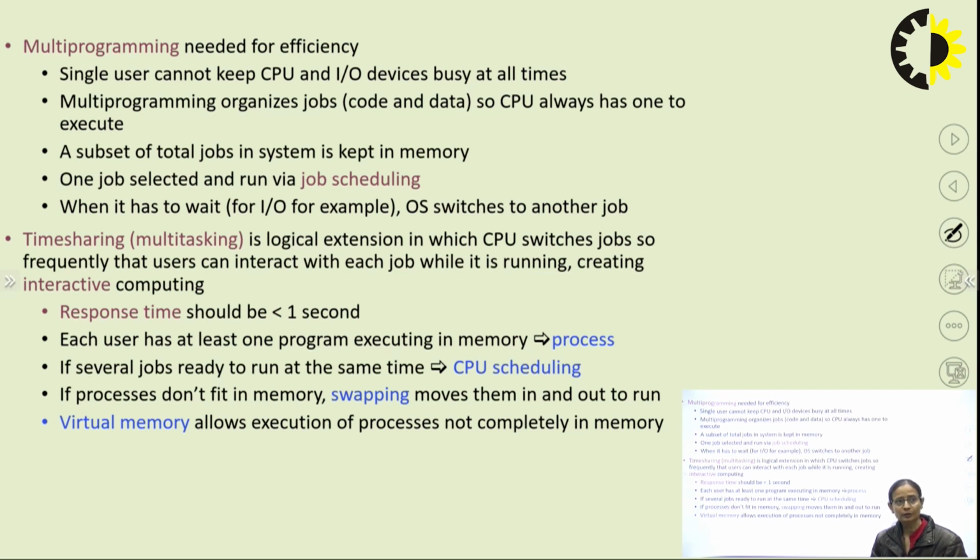A subset of the total jobs in the system is kept in the memory, as we have seen in the figure itself. One job is selected and run via job scheduling, that is, which job needs to be selected from that particular subset. So we have a separate set of algorithms for this in the OS, which is known by the name job scheduling algorithms. When it has to wait, for input output for example, then the OS switches to another job.